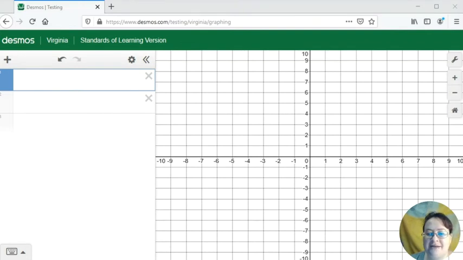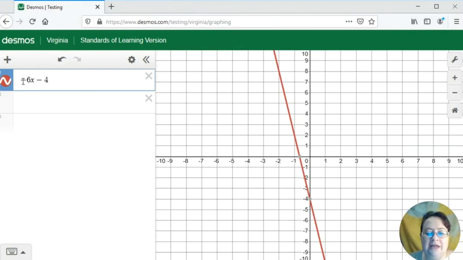I've already got my Desmos set up with my window and my steps. I'm going to go ahead over here to this first line, just like we did with equations, and I'm going to do the same thing. I'm going to go ahead and type in my inequality just like I see it. So I had negative 6x minus 4, and then I have less than or equal to.